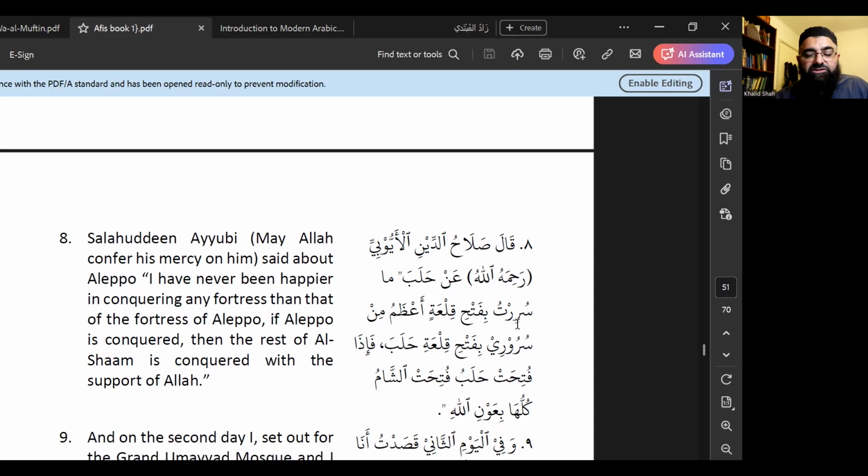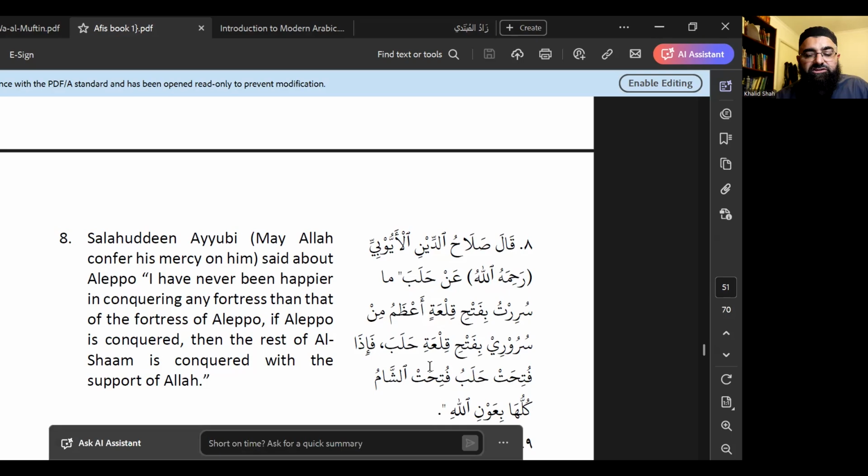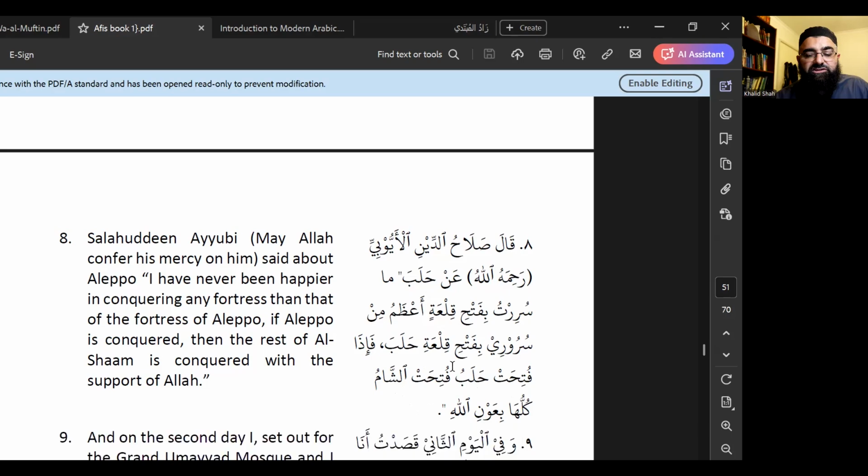Sarra is to become happy. Surra is to be made happy by something else without mentioning what may have. But I was not made happy. Bifathi qil'atin, with the conquest of a qil'a, a fortress. A'adhamu, right? A'adhamu min sururi, greater in happiness than my happiness. بفتح قلعة حلب, than the conquest of the قلعة حلب. فإذا فتحت حلب, if Halab is conquered, فتحت الشام كلها بعون الله, all of Sham will be conquered, with the help of Allah.